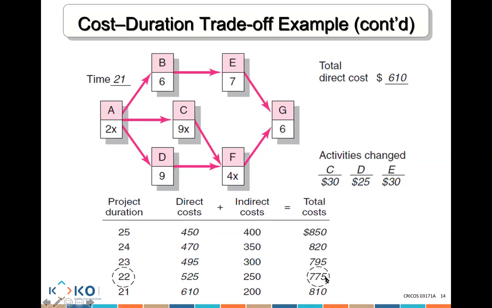Does that make sense? So 22 days will cost you 775. 21 days will cost you more. 23 days will cost you more. 24 days will cost you more, because you're combining the direct and indirect costs together to know which one is going to be the most efficient from a cost perspective. All clear?